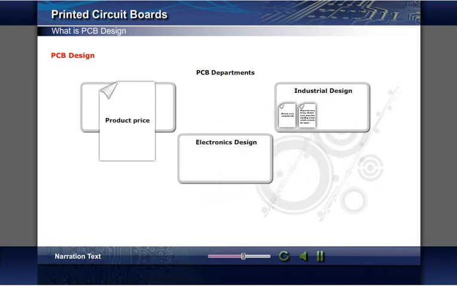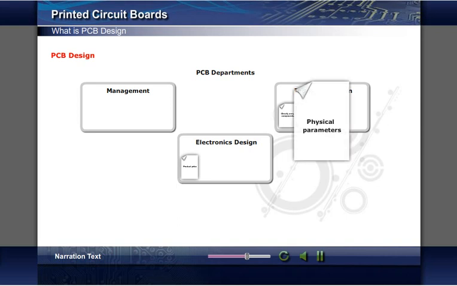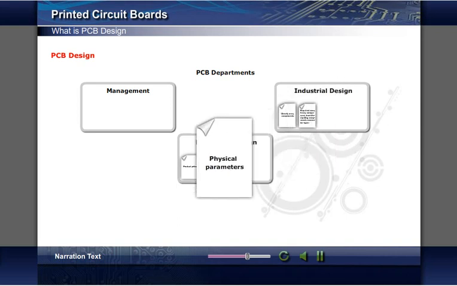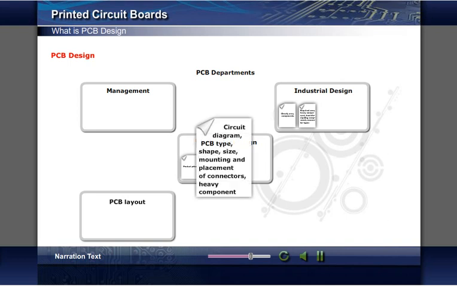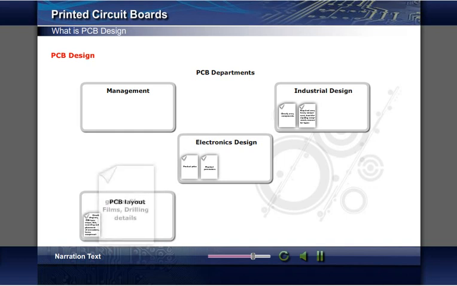Management decides product price. It has a significant impact on PCB type selection. Industrial design decides physical parameters of a PCB. PCB layout could be in-house or outsourced. It gets all information about the PCB from electronics design. Based on this information, PCB layout generates inputs required to manufacture a PCB.